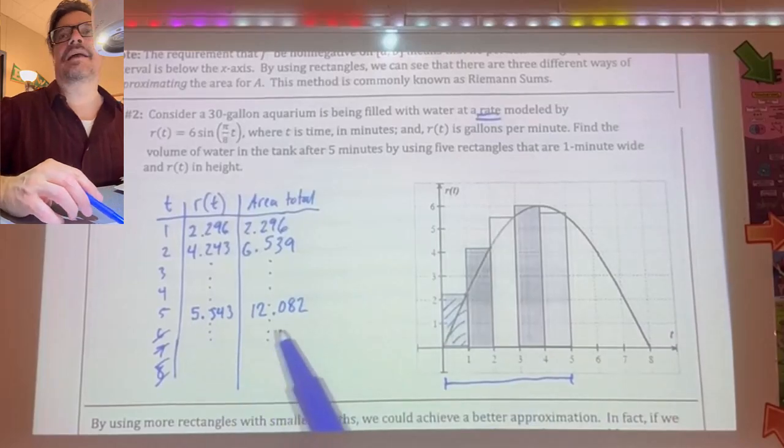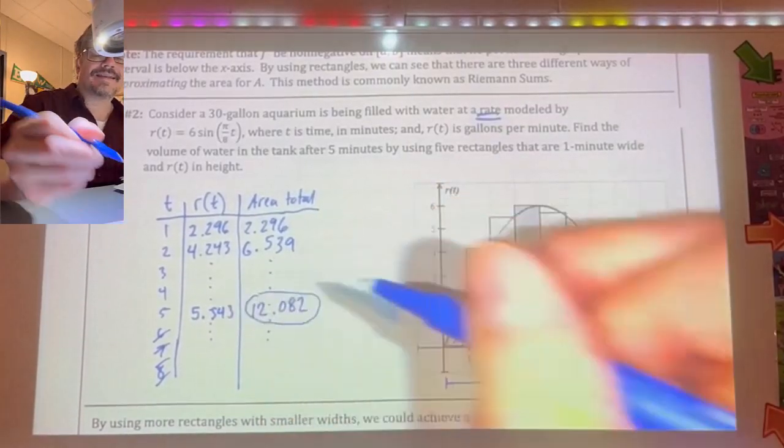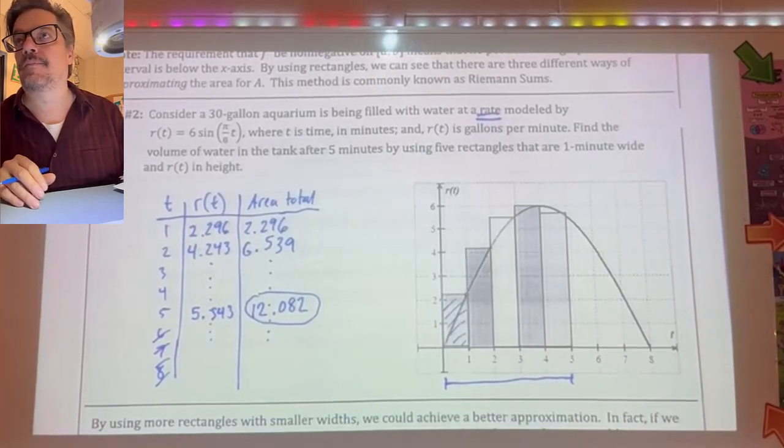So the idea with integration is that not only are we going to calculate the area of the rectangles, but we're going to keep adding them up, okay? So this right here is an estimation of how much water was dumped in.